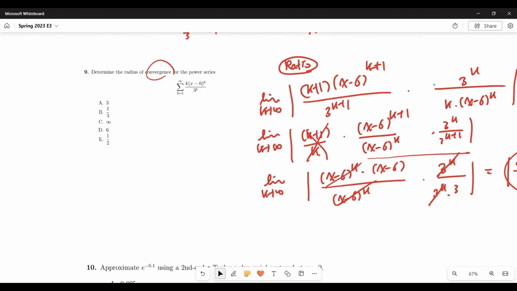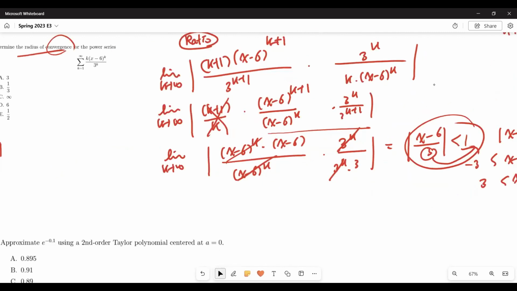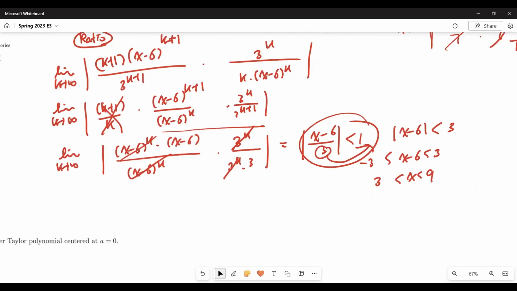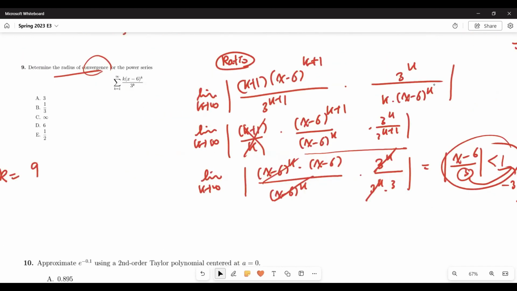Oh, that's the convergence interval, and then it's asking the radius, right? Radius would be the 9 minus 3, right, over 2. This is 6 over 2, which is 3. So the answer is A.